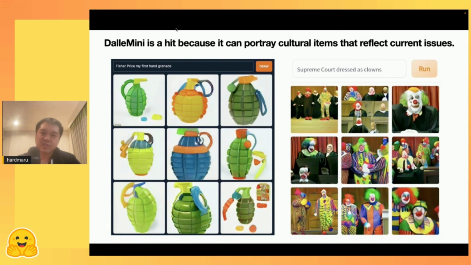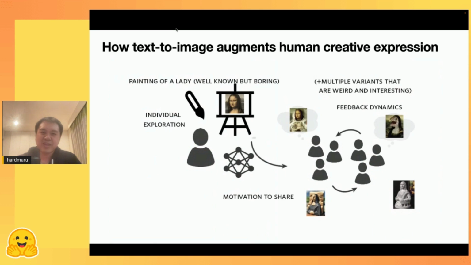Another thing that made DALL-E Mini popular is that it can be used to portray cultural items to reflect current issues. Like this year, people generated Fisher Price My First Hand Grenade, or Supreme Court dressed as clowns. It's self-explanatory. When I was discussing this with my collaborator Judy, we think we can distill it down to three processes.